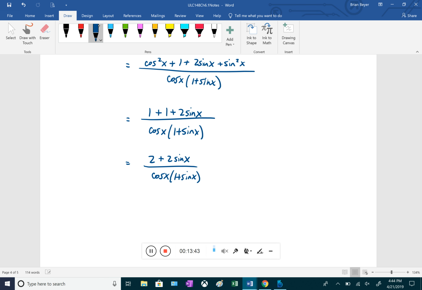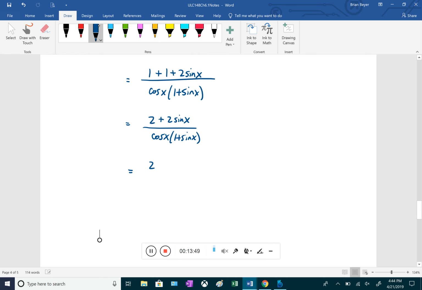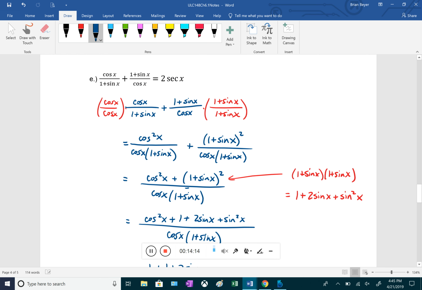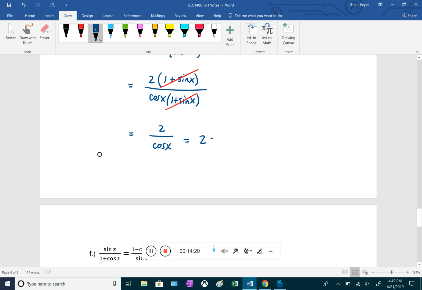The last step is factoring the 2 out in the numerator. So if we factor a 2 out in the numerator, we're left with 1 plus sine x. And that's going to cancel with the 1 plus sine x in the denominator. So we have 1 plus sine x divided by itself cancels. This leaves us with 2 divided by cosine x. Taking a look at what we wanted originally, we wanted this to equal 2 secant x, while 2 over cosine x is equal to 2 times secant x because they're reciprocals.